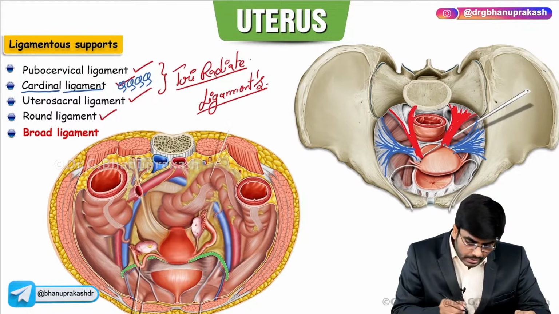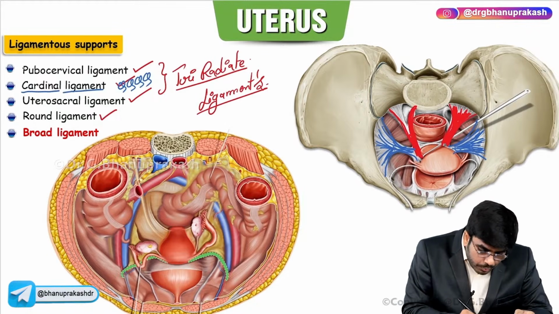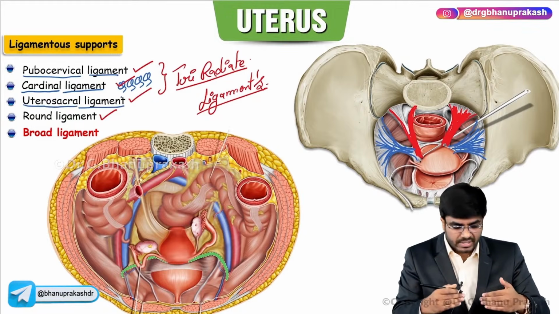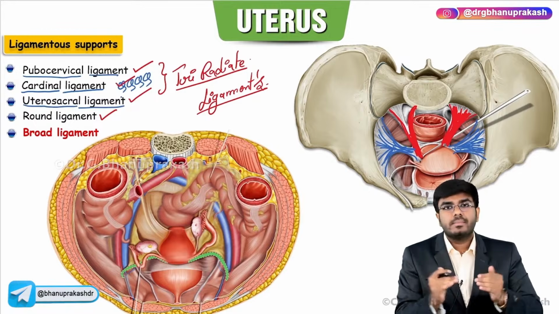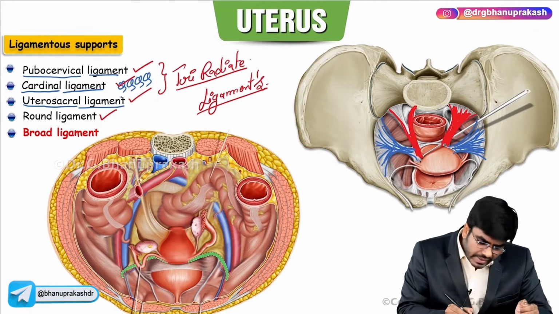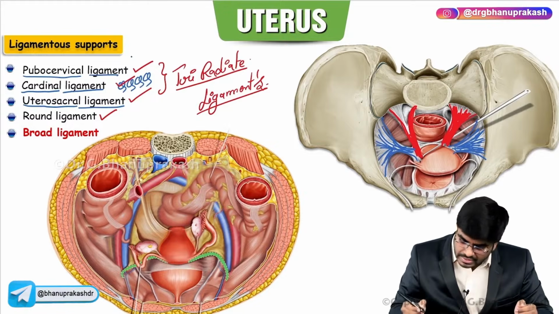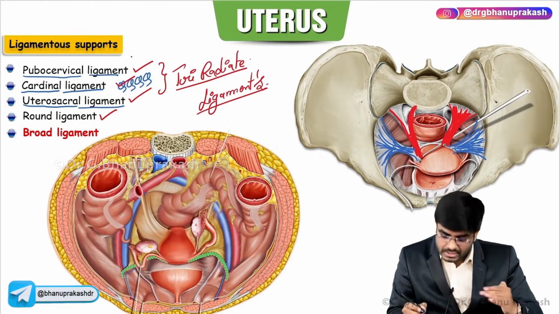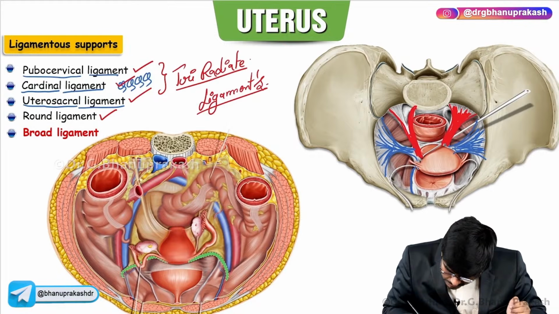Now, where exactly is the pubocervical ligament present? We have seen the uterosacral ligament, which is a posteriorly present ligament, and the cardinal ligament, which is present transversely and is also known as the transverse cervical ligament. So where is the pubocervical ligament? On one side pubis, other side cervix. These ligaments coming something like this are the pubocervical ligaments. Let me take some other color. These green color ligaments.